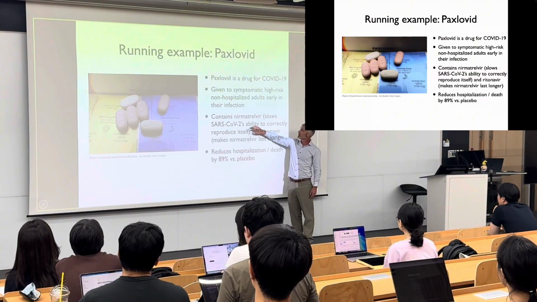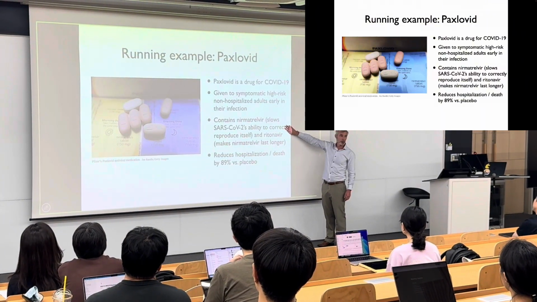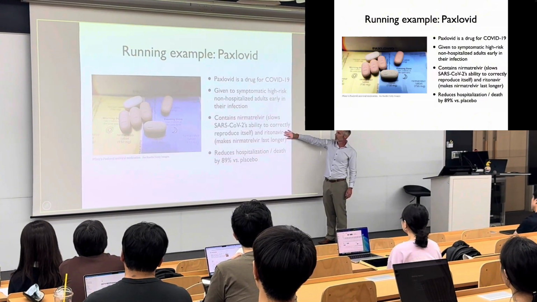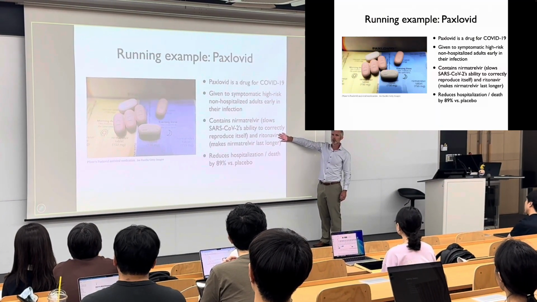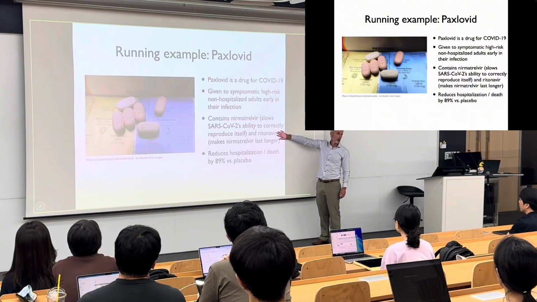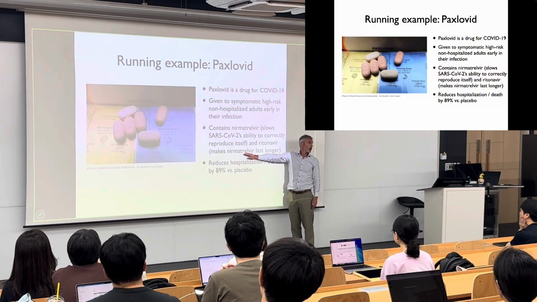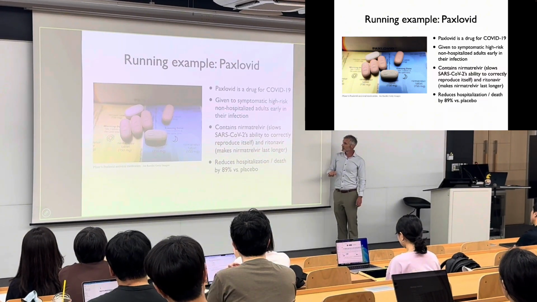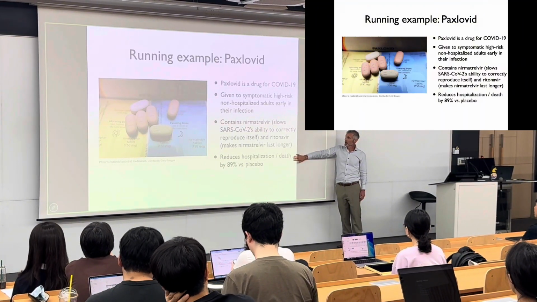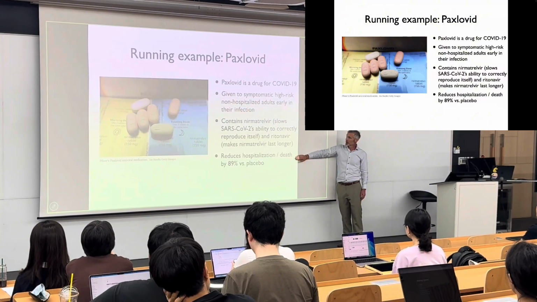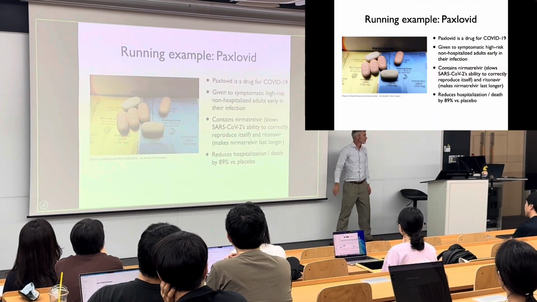So nirmatrelvir, which slows the ability of the virus to correctly reproduce itself, and ritonavir, which was a molecule that's been used in other drugs, in particular antivirals. It's used in some HIV drugs. And it makes nirmatrelvir last longer in the body. It's very effective. So this is some data from one of the clinical trials. And it reduces hospitalization and death by almost 90% compared to placebo.